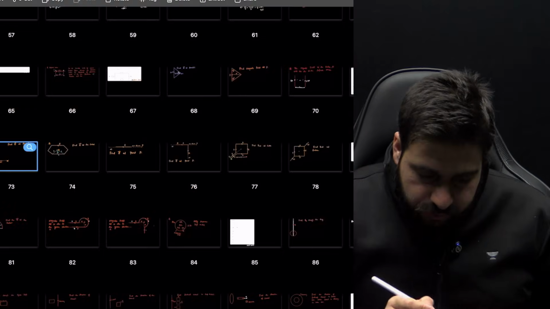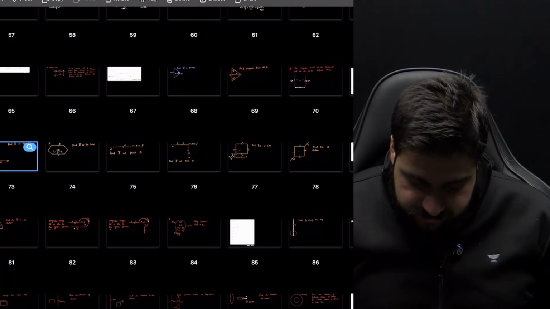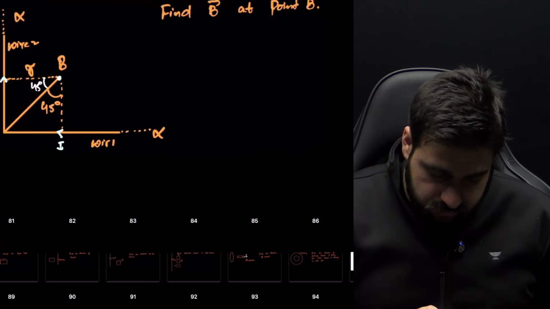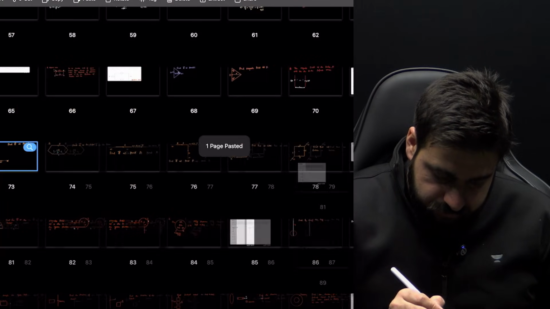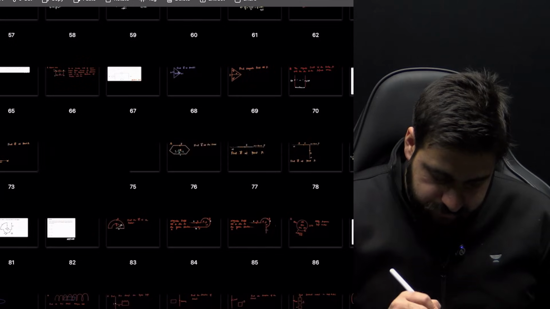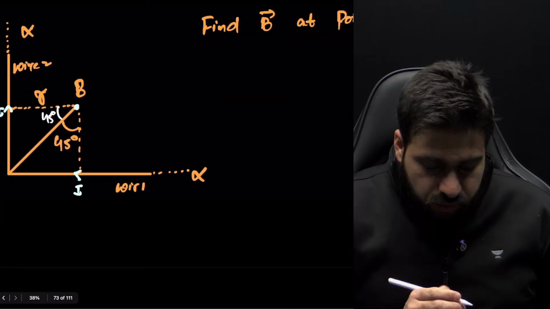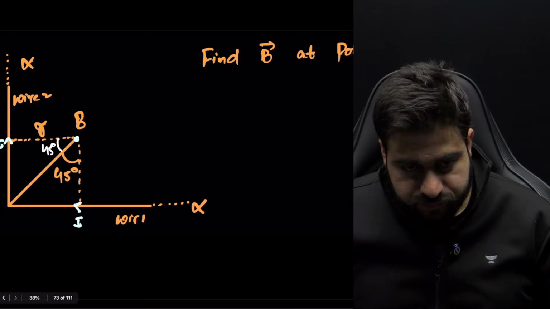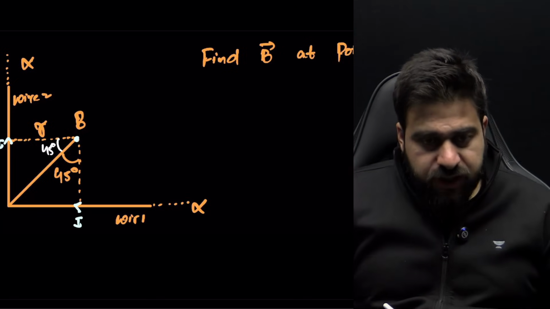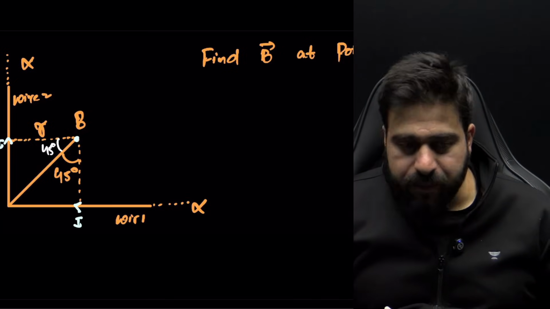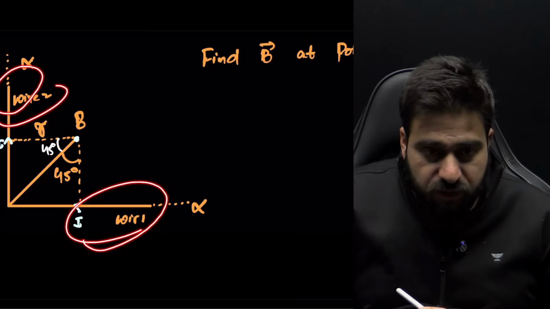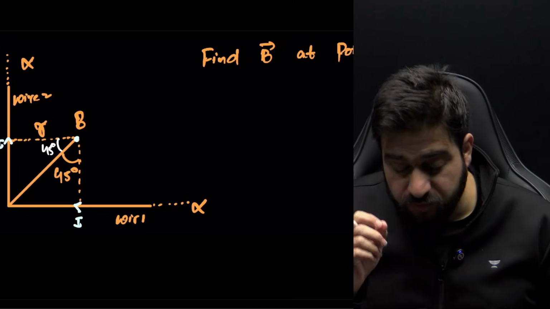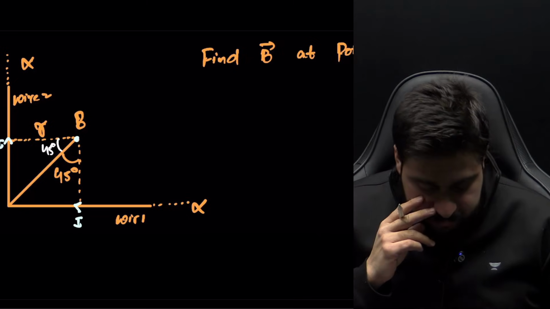And let me just tell you, you are supposed to consider these as semi-infinite wires. These are the semi-infinite wires. See, you find the magnetic field due to one wire, then multiply with 2, because this is one wire, this is another wire. You find magnetic field due to one wire, multiply with 2, you'll get the net magnetic field.